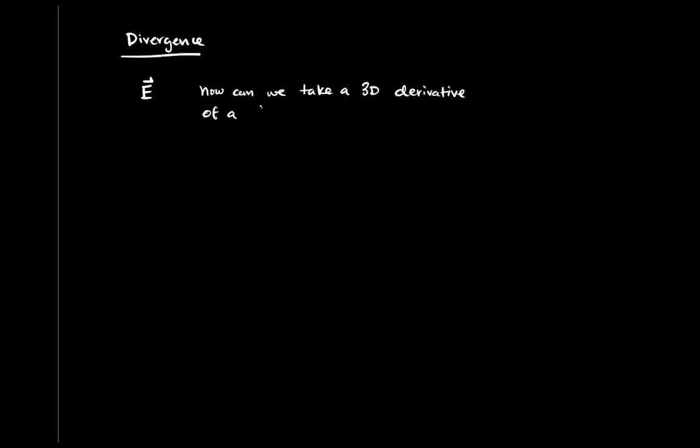Looks like this. Okay. So this is a vector derivative. If you want to write out what it looks like, let's say in Cartesian coordinates, it's the partial derivative in the x direction plus the partial derivative in the y direction plus the partial derivative in the z direction.